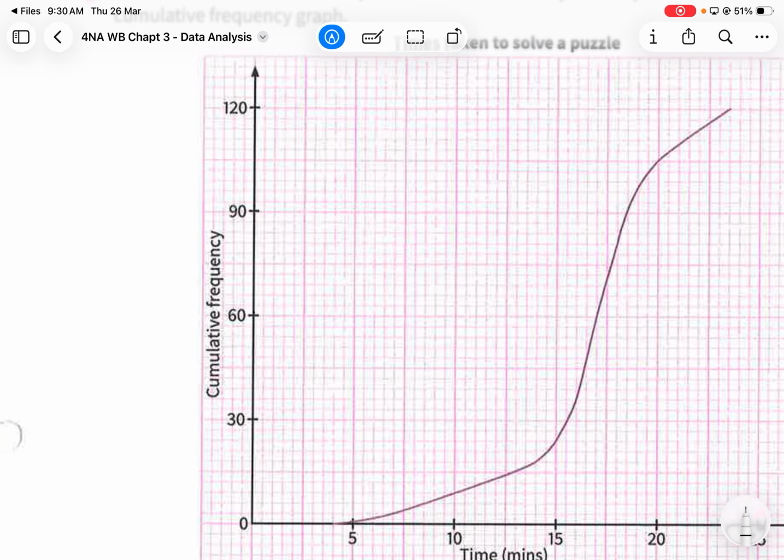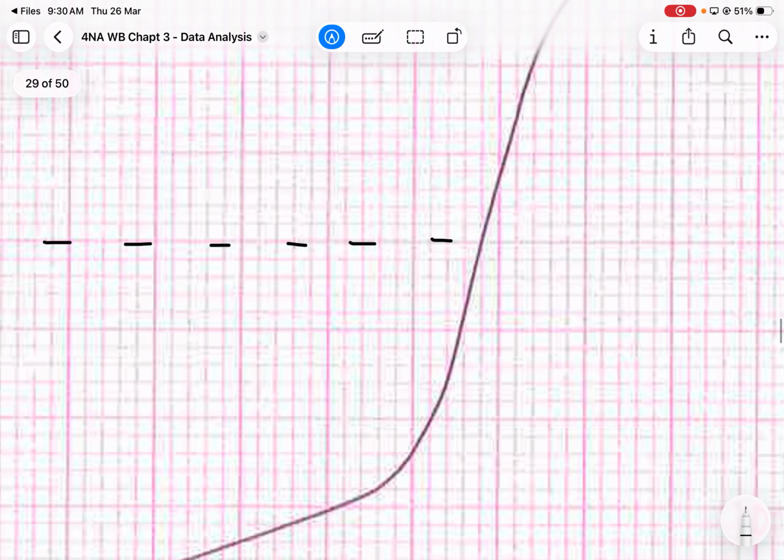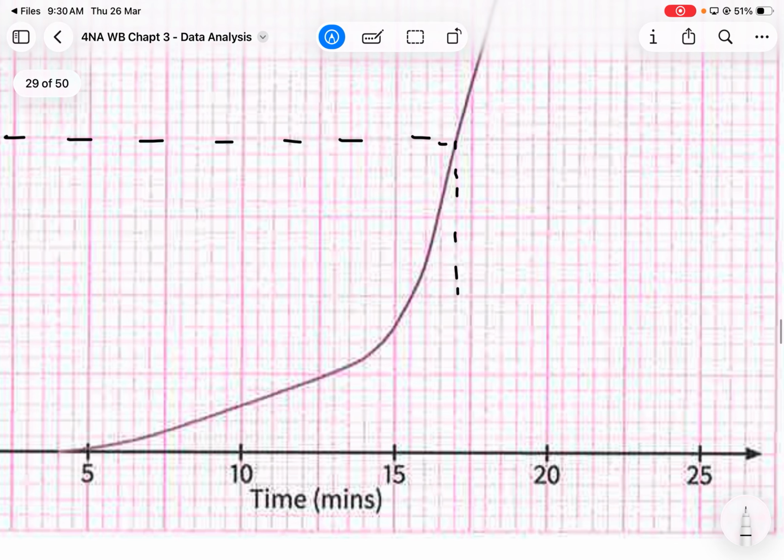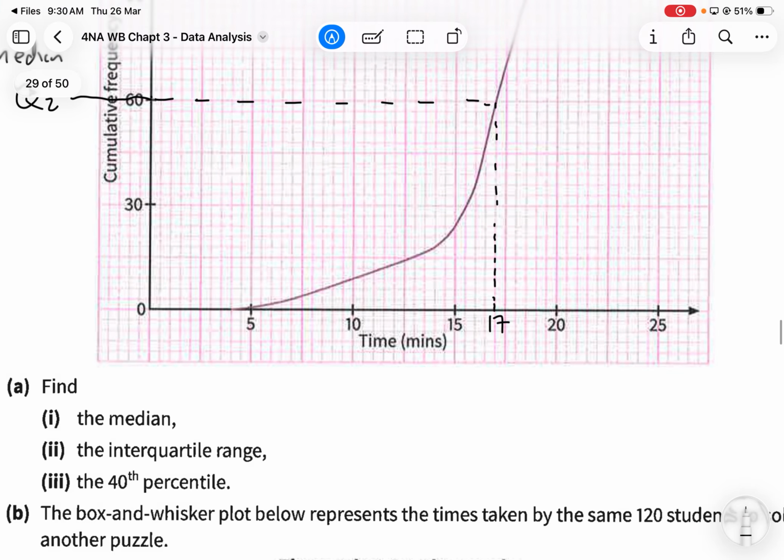Okay, so the median occurs at half of the data. So this is my Q2, my median. So from the middle I go across, then I read what is the median. The median is here. 10 small boxes is 5. Each small box is 0.5. So here is 17. Okay, my median is 17 minutes.